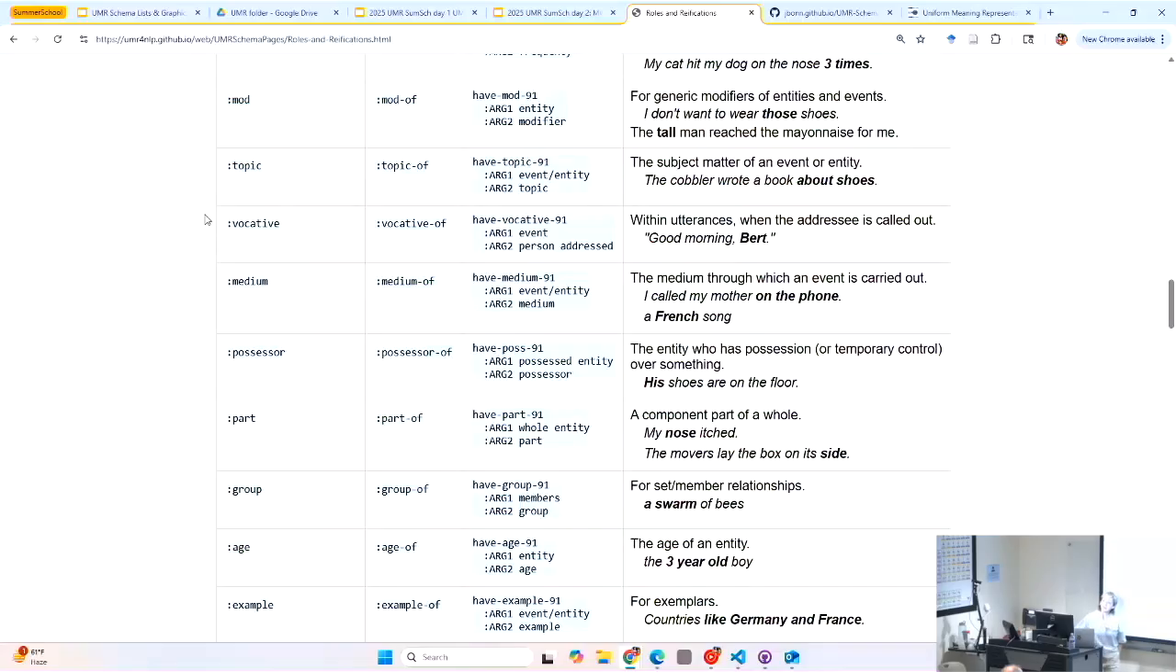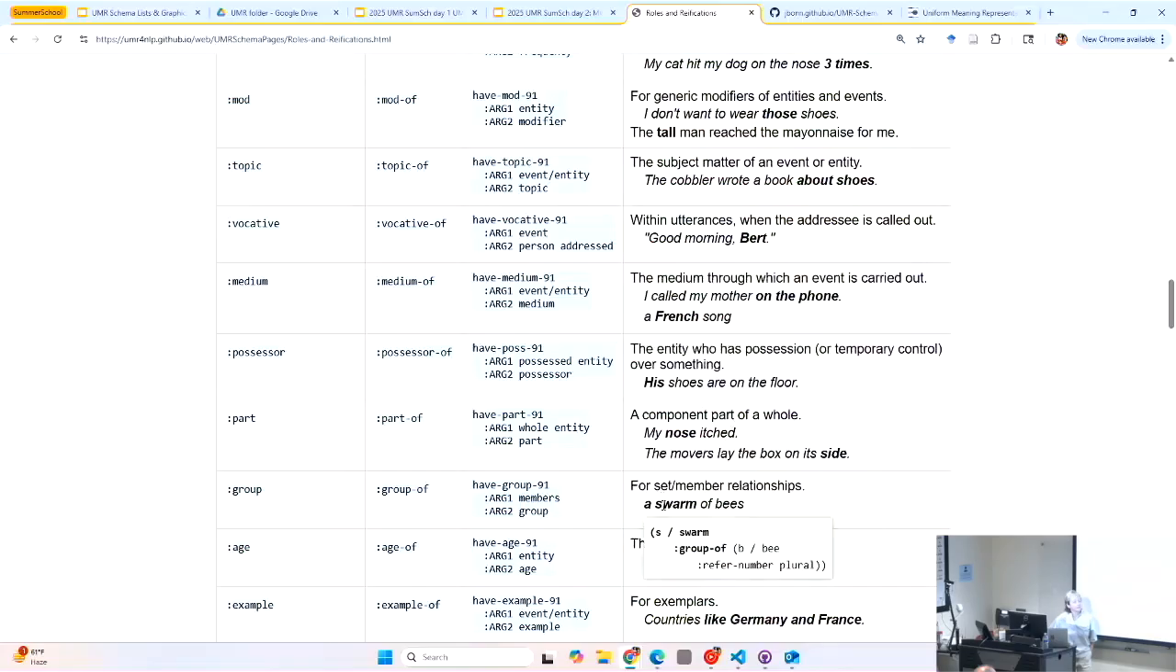That example is form of bees. Bees would also be, because you say for set member relationships. So what would be the role for bees? Let's see. So bees is a member of a swarm? Yeah, so the group relation is a set member relation. So A group B. Hold on. R1 is bees, R2 is swarm. Yeah.